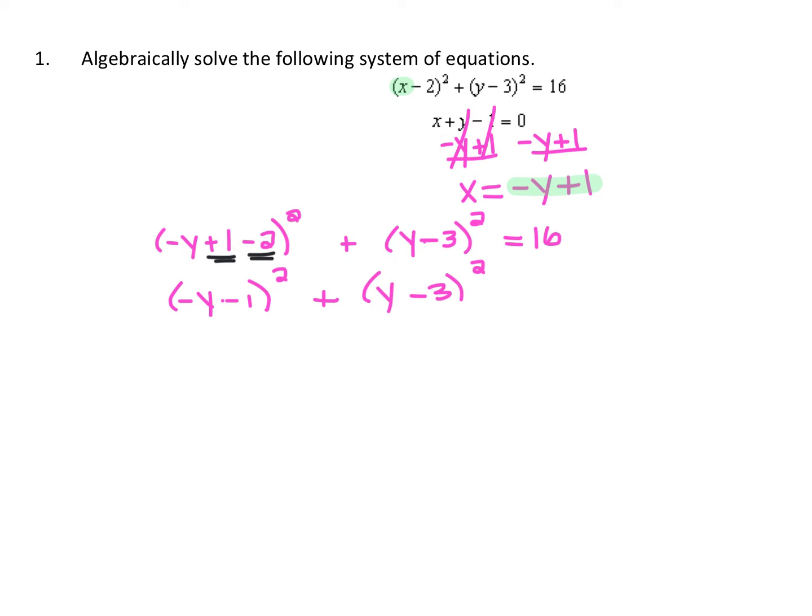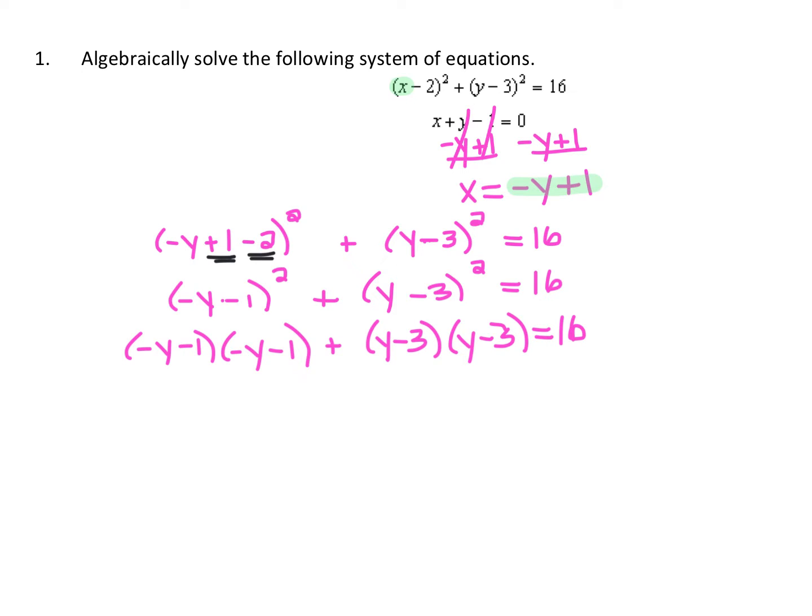Now, we already said that this is squared, right? Please don't try to distribute a square into each individual term in the parenthesis. A square means that we have two of these. So we are going to take this and write it out twice. And same thing over here, right? We have y minus 3 squared, so it means we have 2 y minus 3's being multiplied together.